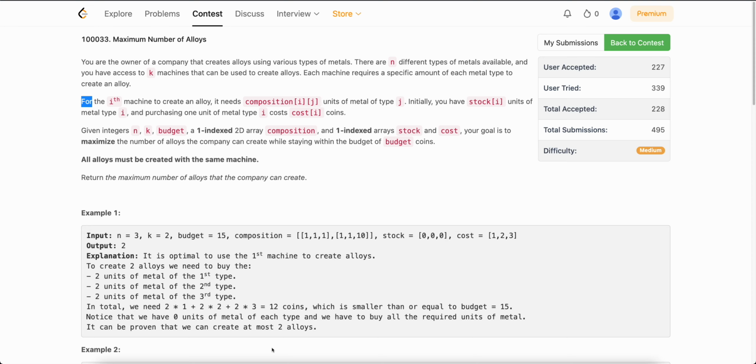Hello everyone, welcome back. In this video, we'll be discussing the third problem of today's weekly contest, maximum number of alloys. The problem is a medium level problem just because of this particular statement.